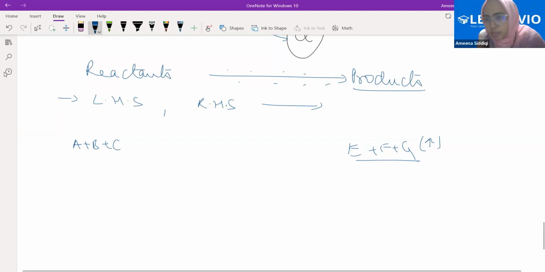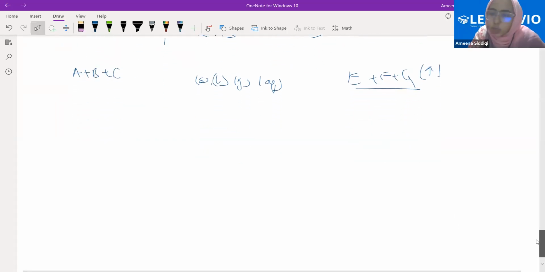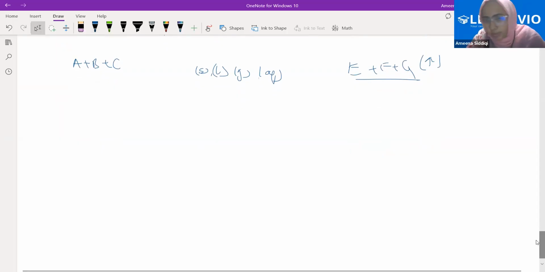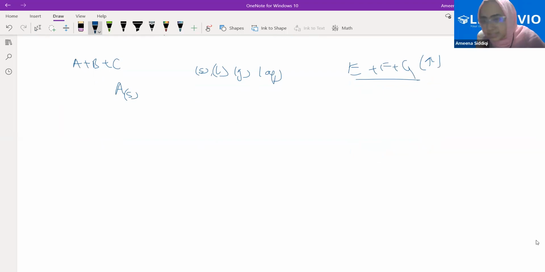One very important point. In all the reactants and the products, it is very important to mention the state. The state can be solid, liquid, gaseous, or aqueous. What do we mean by aqueous? It's a solution when the solvent is water. That is the aqueous form. So always write them in the subscript, like this. Is that clear? Yes, ma'am.